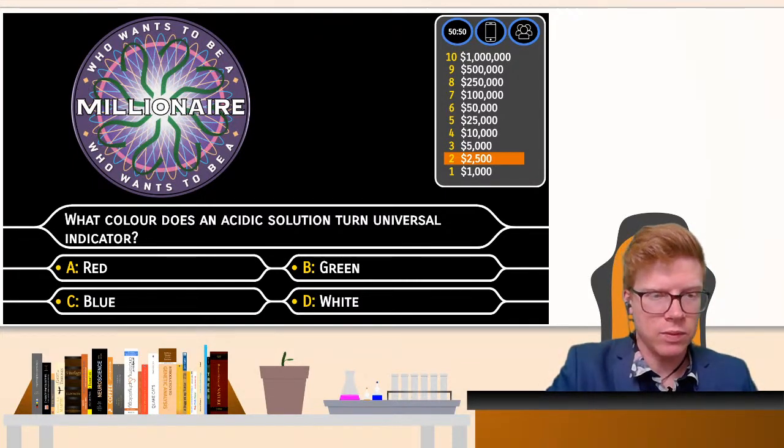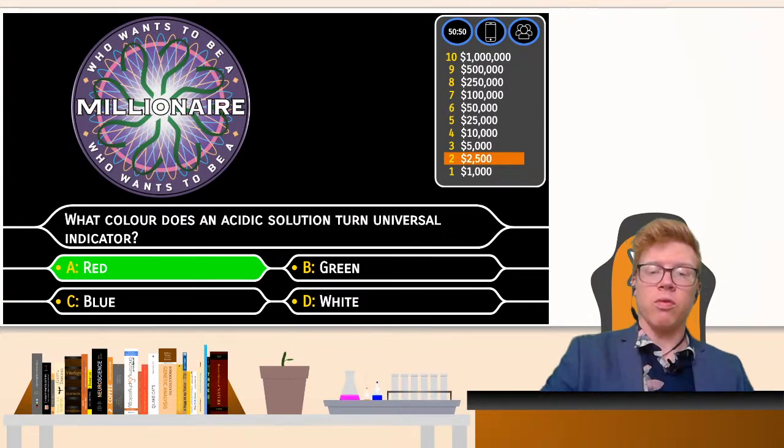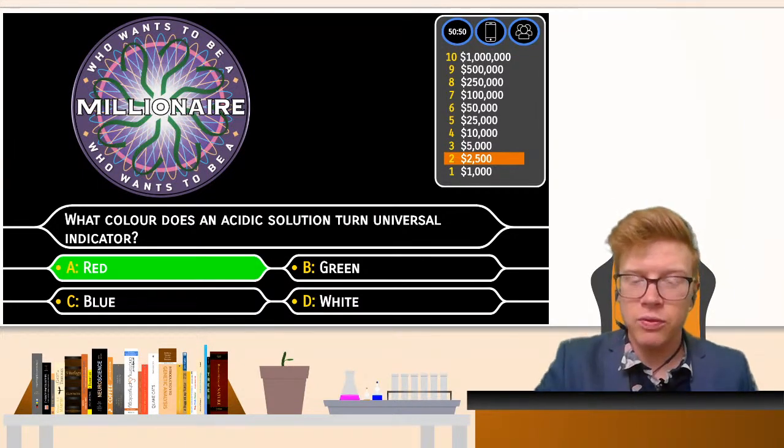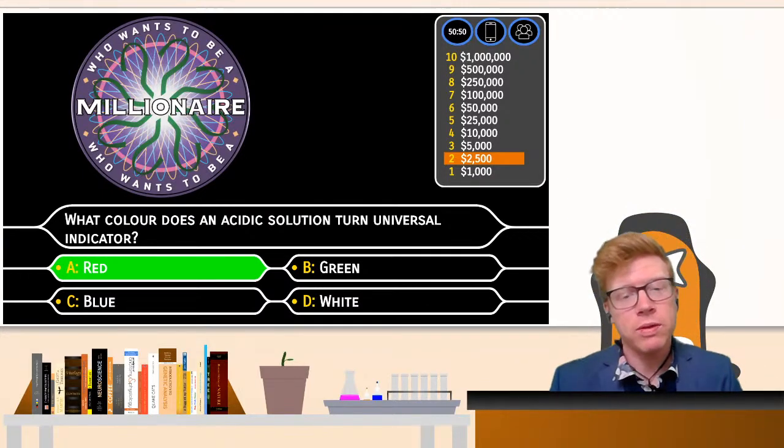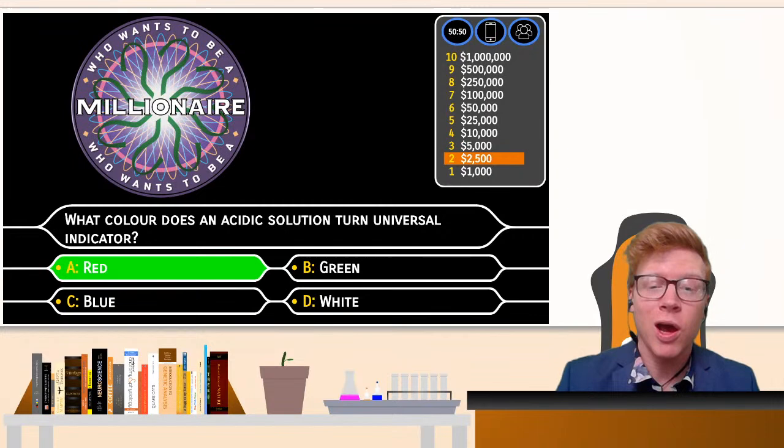Okay. The correct answer is red. Interesting. Acidic solutions turn universal indicator red. Remember, universal indicator is a collection of indicators.